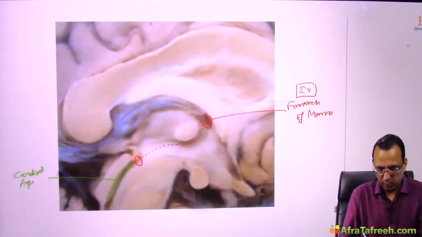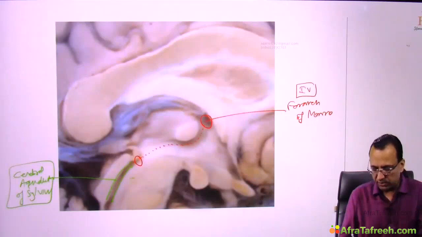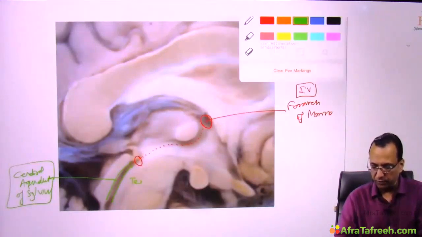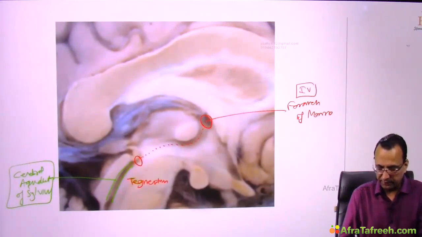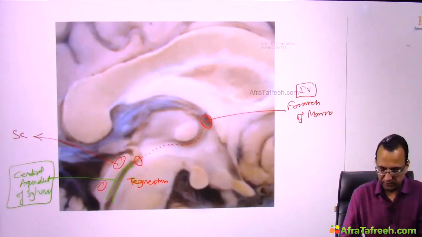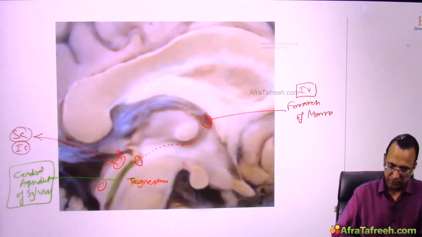Cerebral aqueduct of Sylvius. Now, if you say that is a cerebral aqueduct of Sylvius, is that in the midbrain? This is midbrain. Yes, it is midbrain because this is the tegmentum part of midbrain and that is the tectum part of the midbrain. This is superior colliculus and this is inferior colliculus. This is the tectum part of the midbrain.